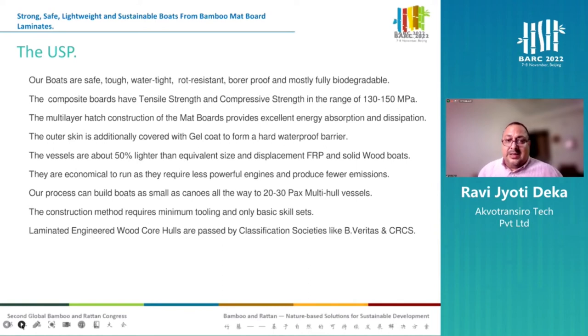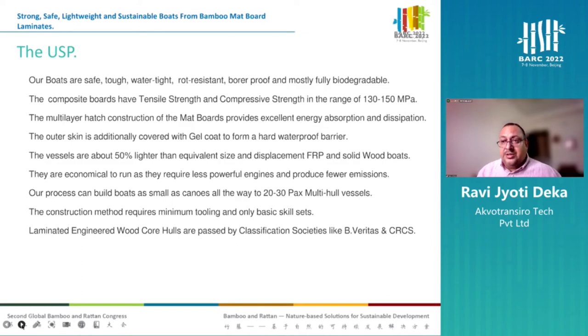Plus the vessels are 50% lighter than an equivalent size fiberglass boat or a solid wood boat, which makes them very efficient because they need much lower powered engines. They can run faster or they can carry more cargo because with a similar displacement, the weight is less than half. So our process, we have seen that it can be used for building very small boats like a 2-person canoe to as much as a 15, 20 meter, 20 to 30 passenger multi-hull vessel without any problems at all.